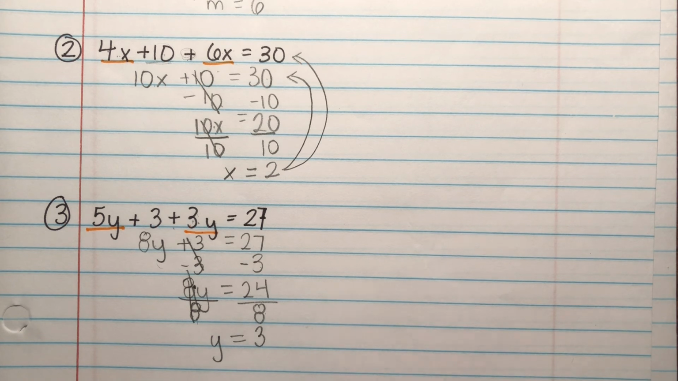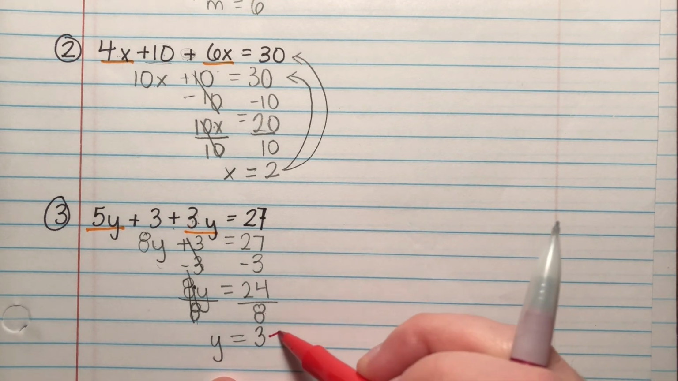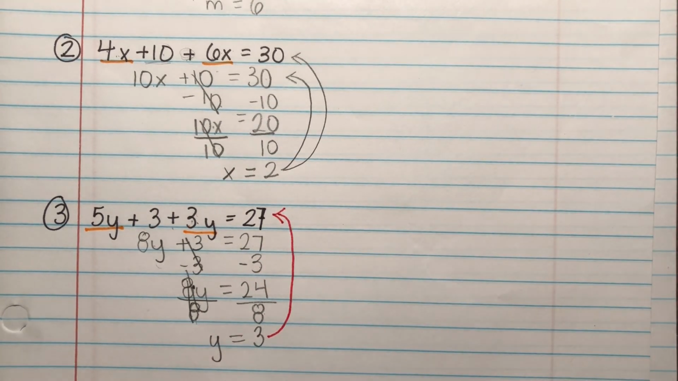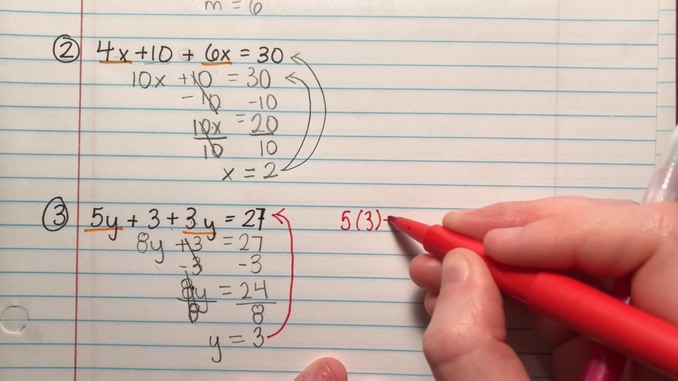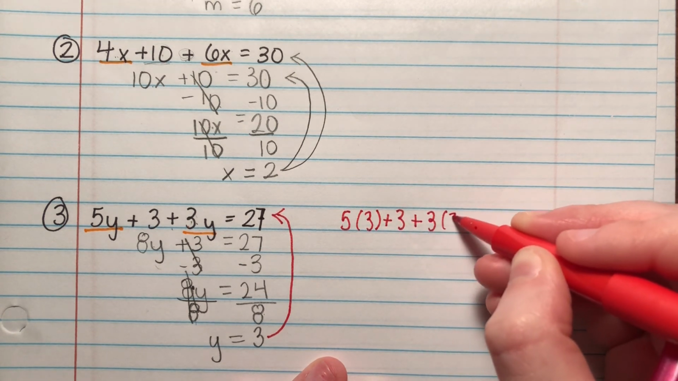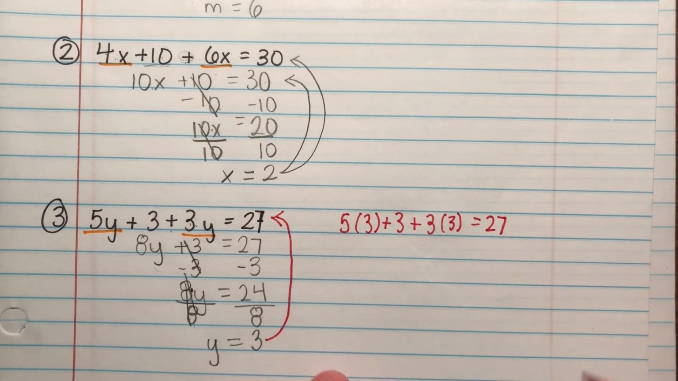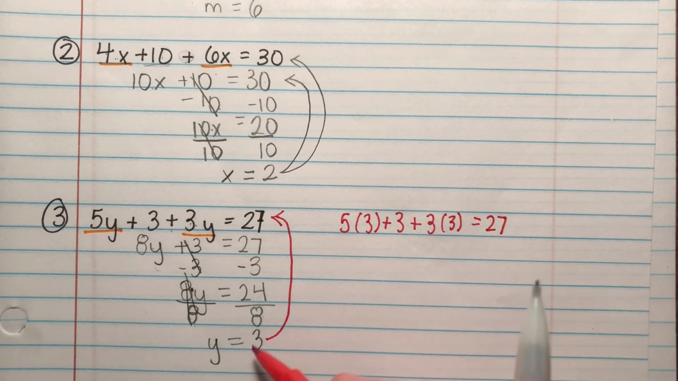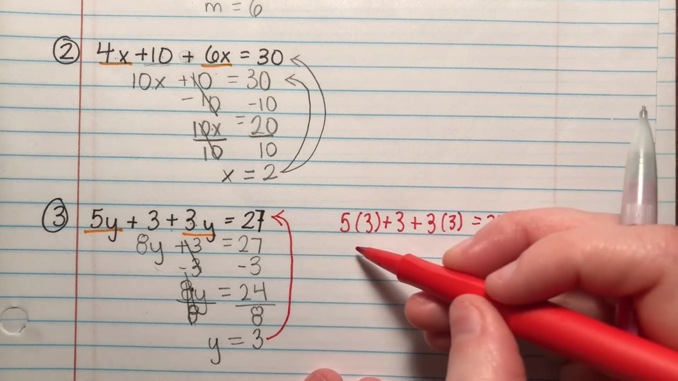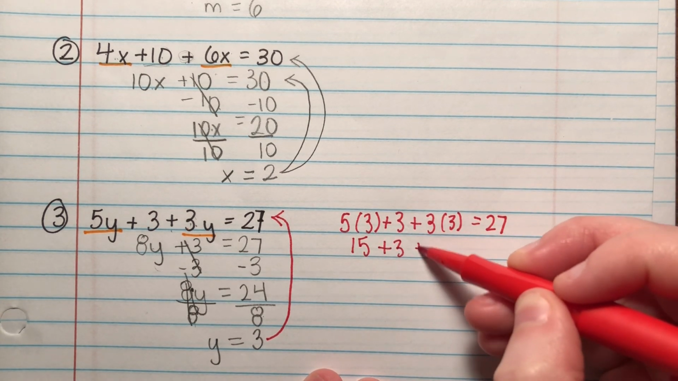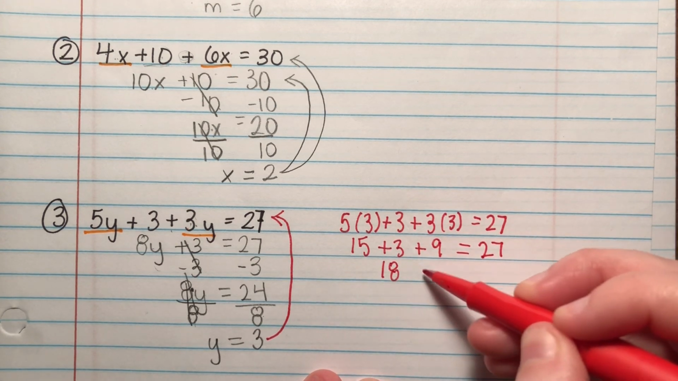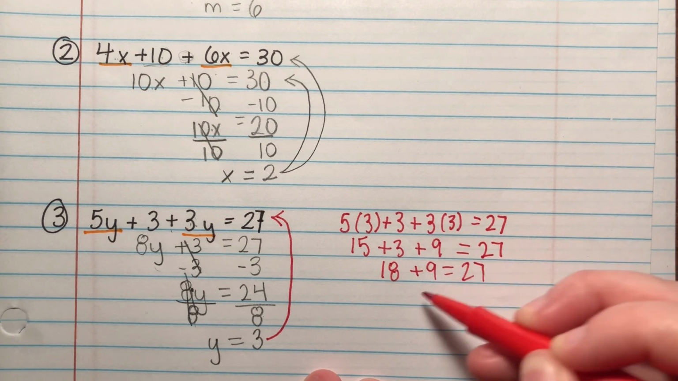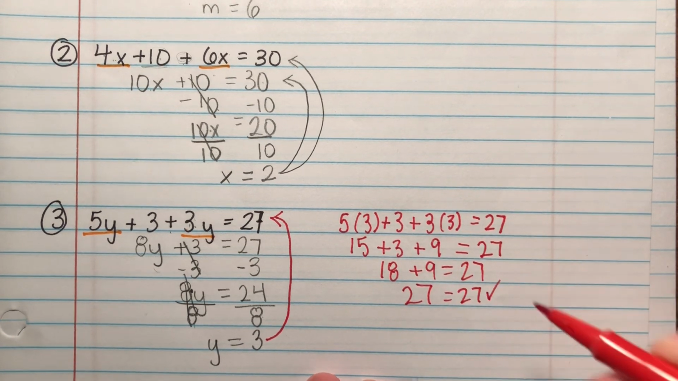Alright, and let's go ahead and plug in. I'll just show you how I can do either one. So if I wanted to plug into this one here, I would have 5 times 3 plus 3 plus 3 times 3 equals 27. Alright, so I'm just plugging in 3 for all the y's in this first one. So I get 15 plus 3 plus 9 equals 27. So 15 plus 3 is 18. 18 plus 9 is 27. 27 equals 27. So that one checks out.